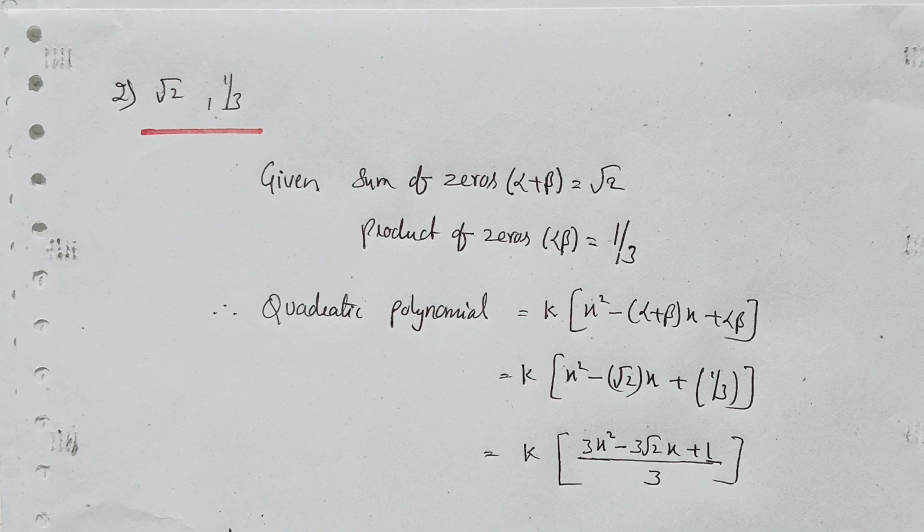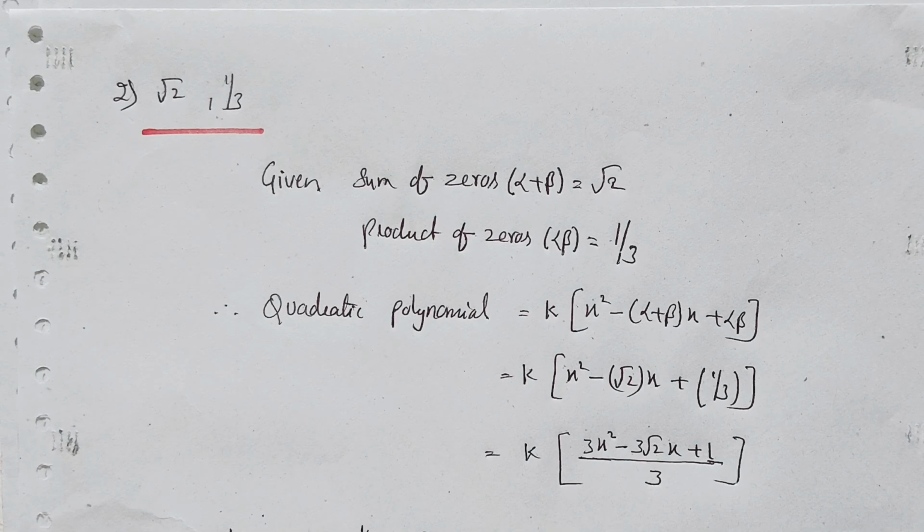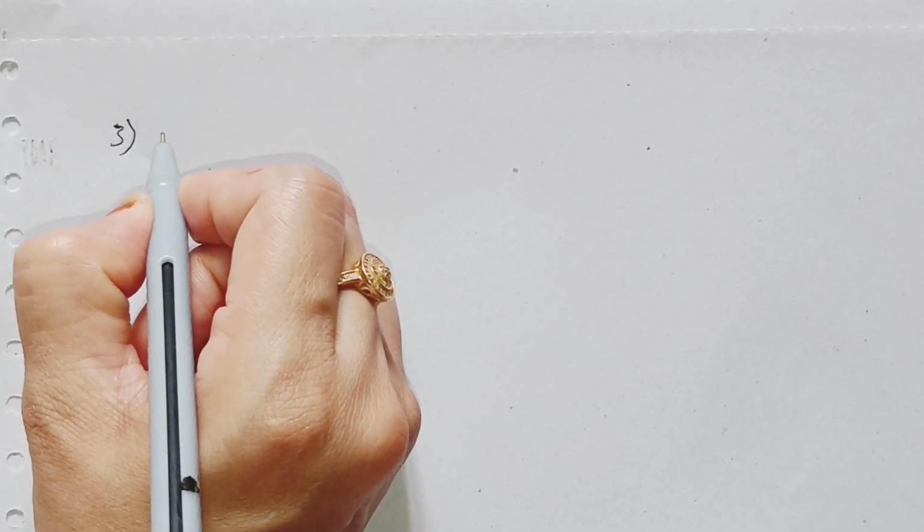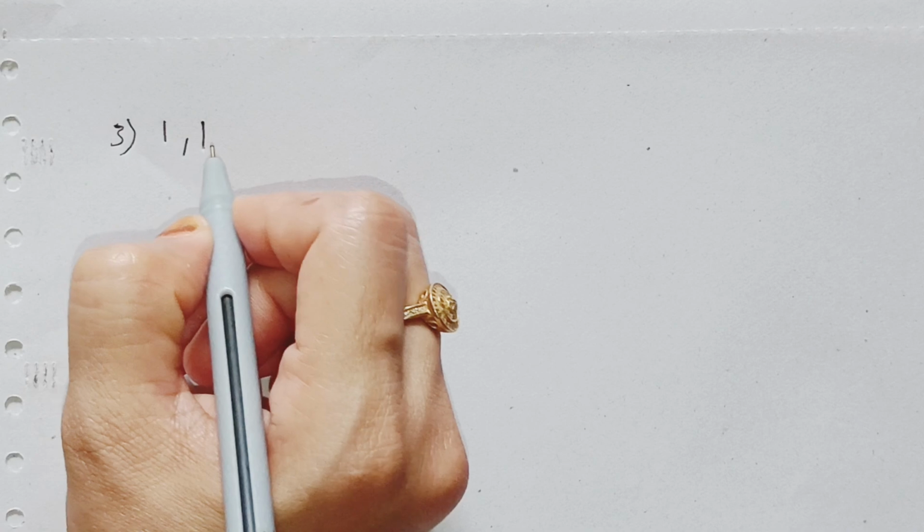If I put the k value as 3, then the quadratic polynomial is 3x square minus 3 root 2x plus 1. So this is the answer. The third question is 1 comma 1. Okay, so now we'll do the same for this.